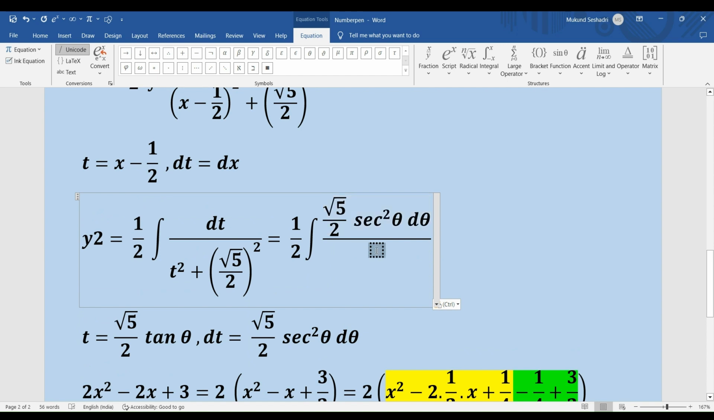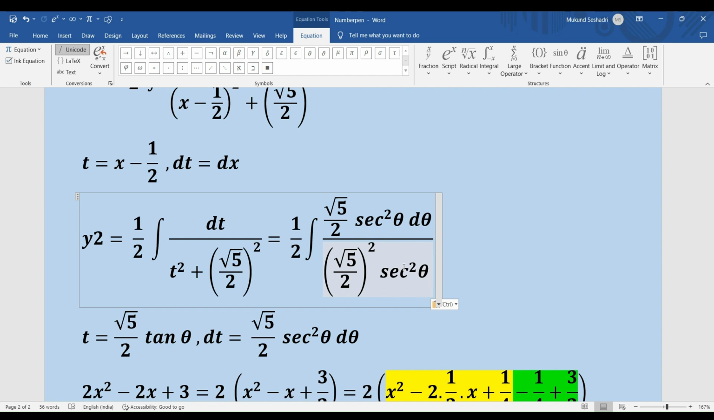And then my denominator, which is where I want you to watch this closely, becomes root 5 by 2 the whole square plus root 5 by 2 the whole square tan square theta, which is nothing but root 5 by 2 whole square secant square theta, right? Why is that? Because 1 plus tan square theta is nothing but secant square theta. So I have root 5 by 2 secant square theta d theta in my numerator, and in my denominator I have root 5 by 2 the whole square secant square theta.